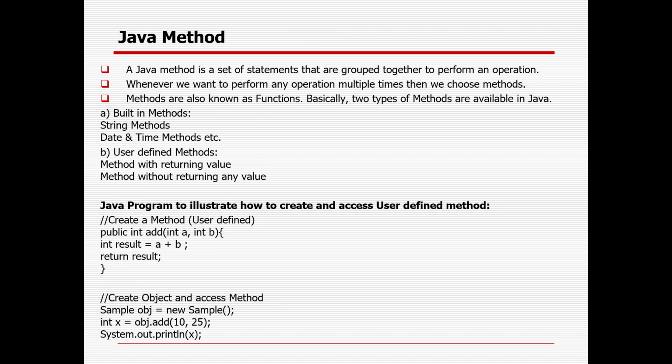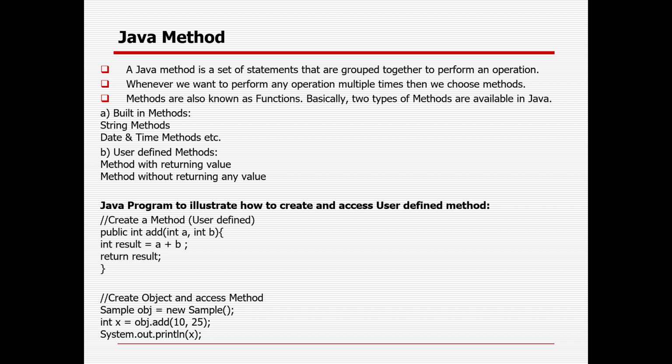The next one will be the method in Java. So method means I'll be writing once, that is my main objective, and I'll be using it a number of times. So a Java method is a set of statements that are grouped together to perform an operation. Whenever a user wants to perform any operation multiple times, then the user will choose methods, right? Methods are sometimes known as functions.